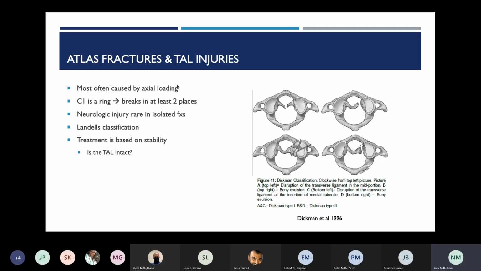Also something to be aware of is that treatment for these has historically been based on the stability of the TAL, or the transverse ligament. There's a classification scheme, the Dickman classification scheme, when we look at the type of tear. Is it intrasubstance, or is it a bony avulsion, the bottom right, or D, of the ligament? Intrasubstance tears versus avulsion fractures have different healing capabilities.